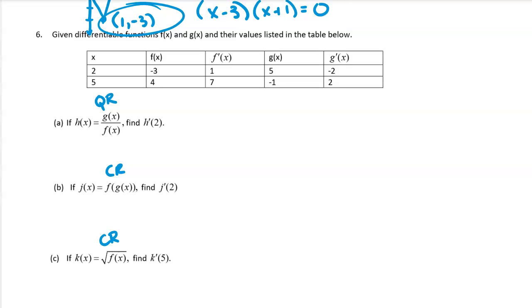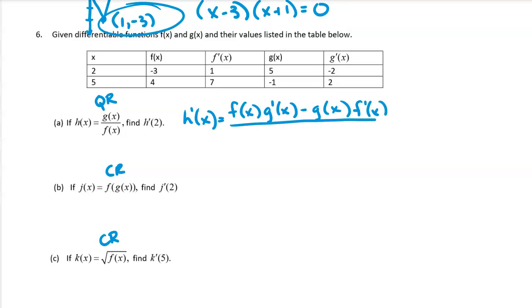So quotient rule, here we go. Let's do it in terms of x first. We always do it in terms of x and then put our value in. So low d high minus high d low over the square of what's below. So we're going to do this in terms of 2.